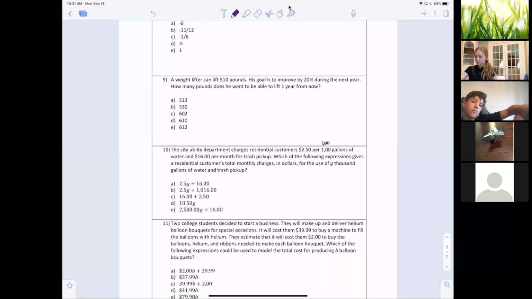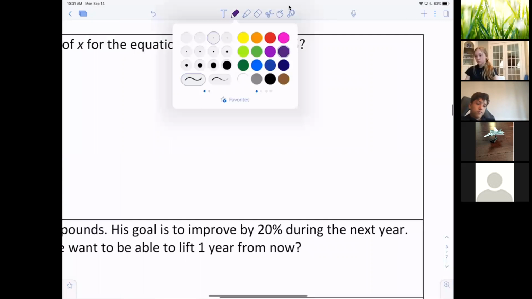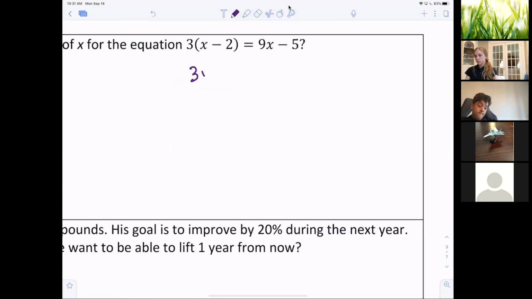Now, again, a lot of people made careless mistakes with number 8. So for question number 8, make sure you're distributing properly. So we ended up with 3x minus 6 equals 9x minus 5. Remember, you're subtracting 3x because I'm trying to make the variable positive and adding 5.